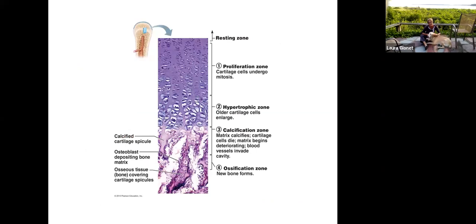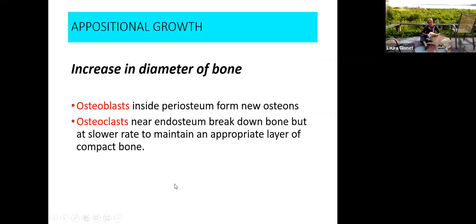In that order all the time. It might be from top to bottom or bottom to top, but it'll always be in that order. They never change. Okay, but then we need to have appositional growth, and that's the increasing of the diameter of the whole bone.